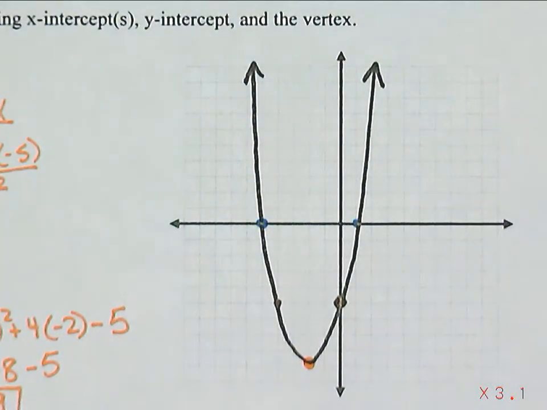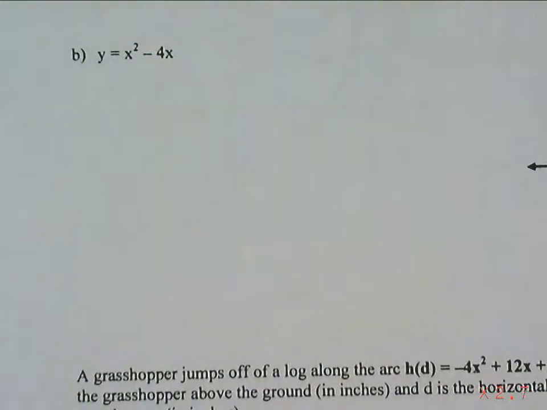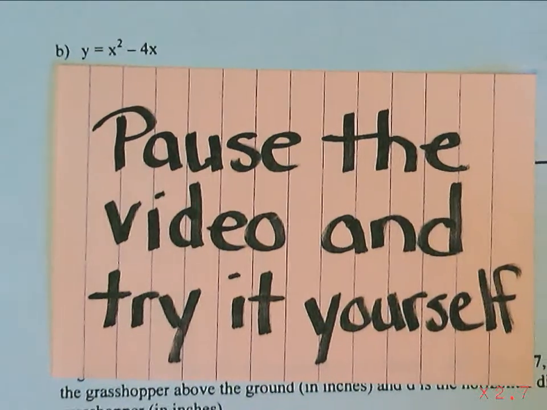Now if you flip the page over, there is one for you to do on the back, right here, which is y equals x squared minus 4x. And I would like you at this point to pause the video and see if you can try it yourself.